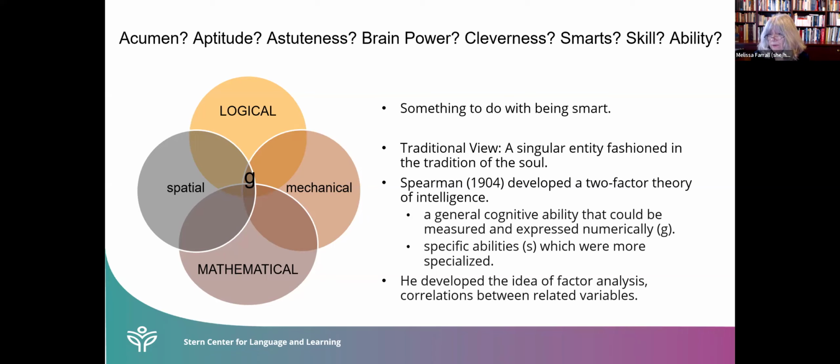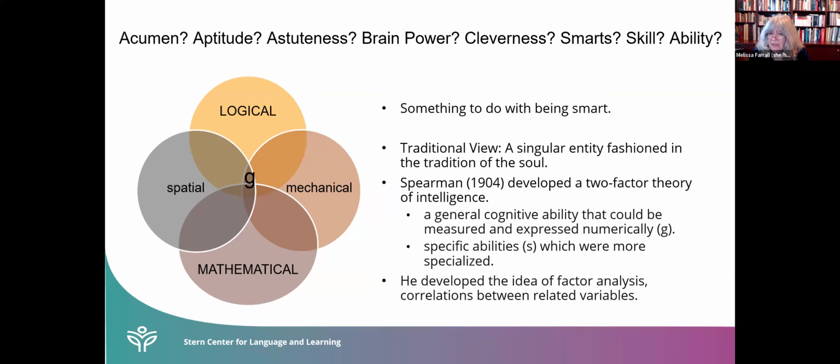Spearman, back in 1904, came up with what has been referred to as a two-factor theory. What he said was that intelligence consisted of this general ability, this thing called G, and also more specific abilities that were more specialized. He kind of saw four domains: spatial intelligence, mechanical intelligence, and then logical intelligence and mathematical intelligence. He saw these two areas as being the most important. And logical, in his mind, was like, you can substitute verbal intelligence for that.